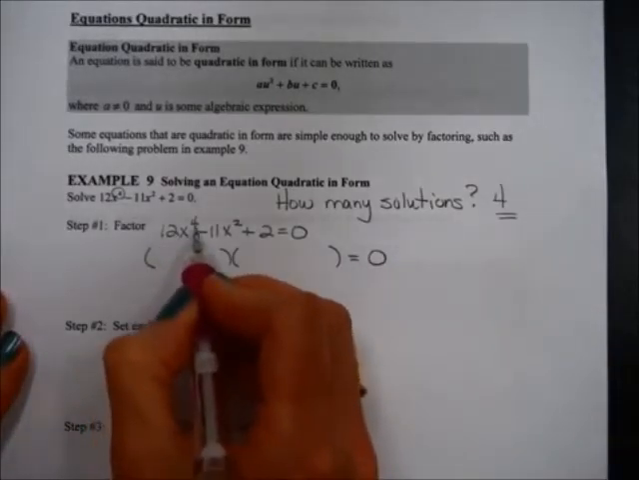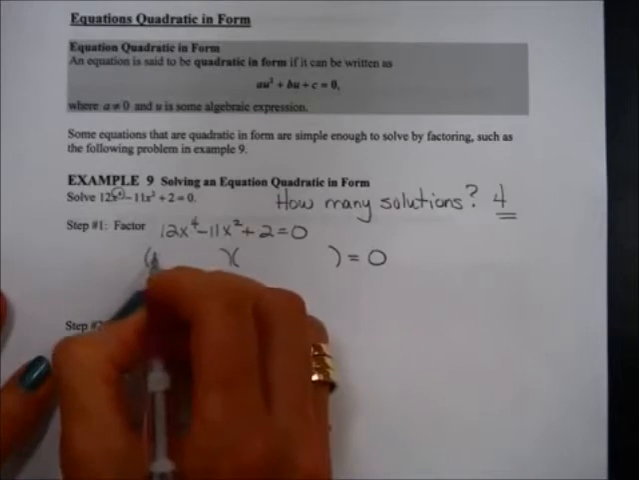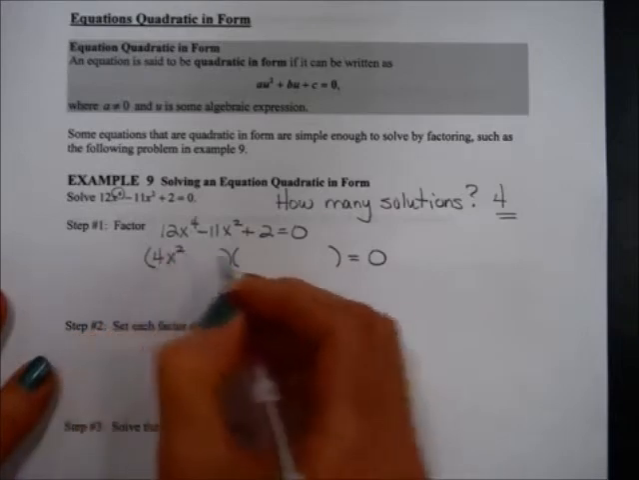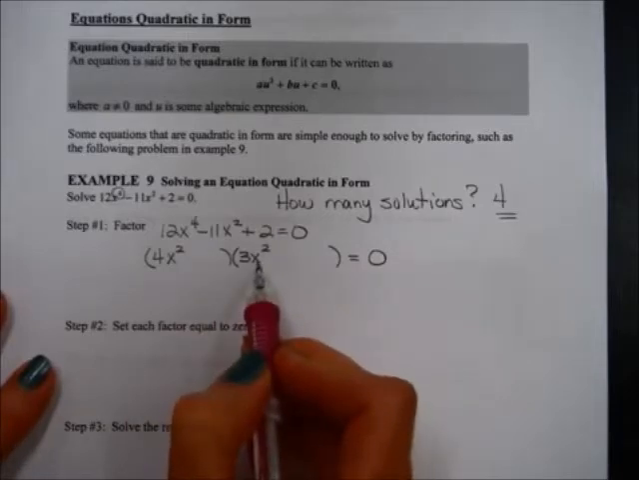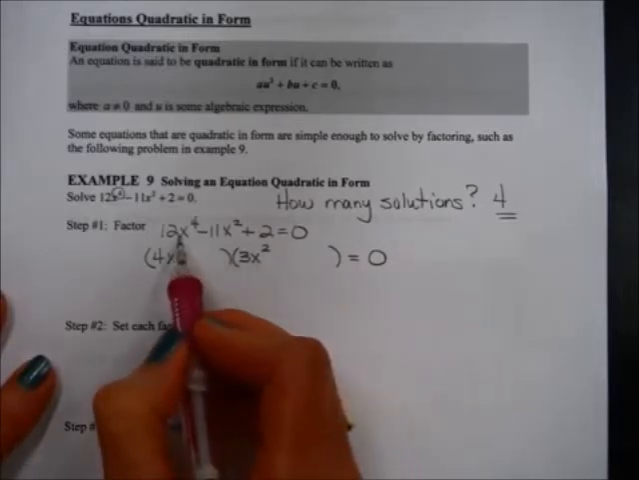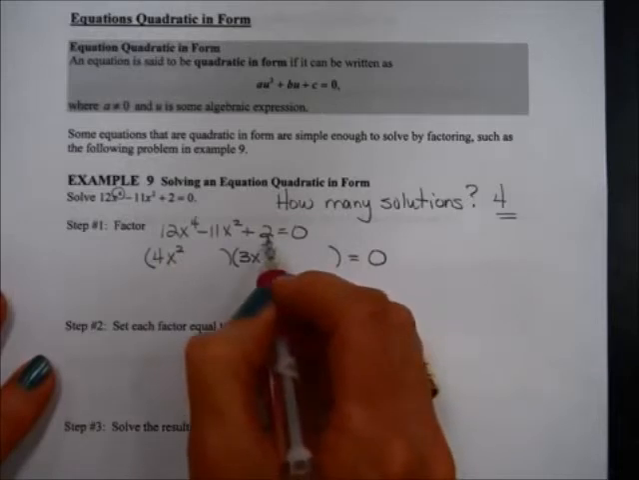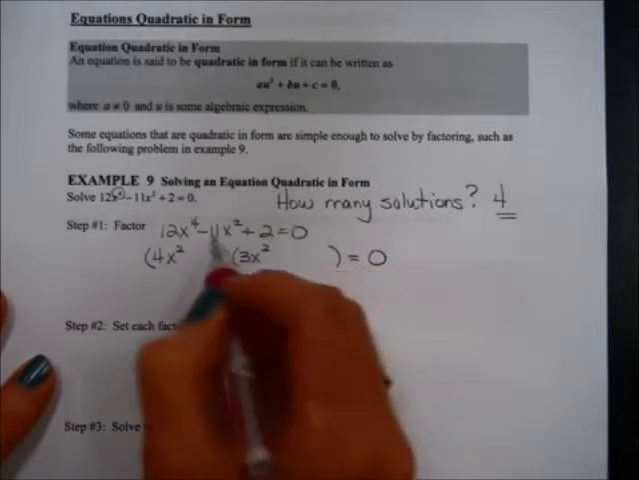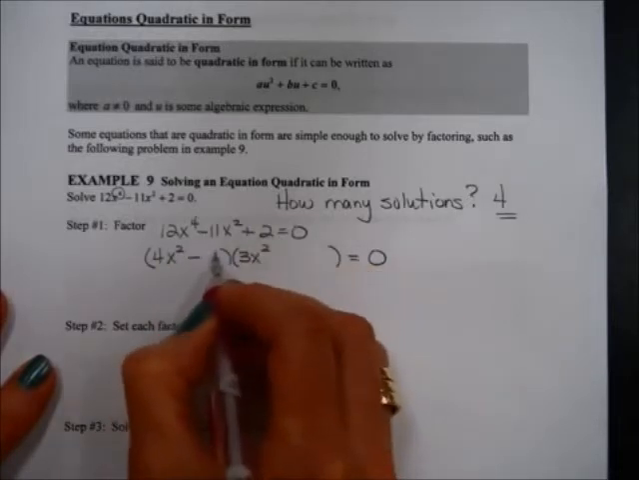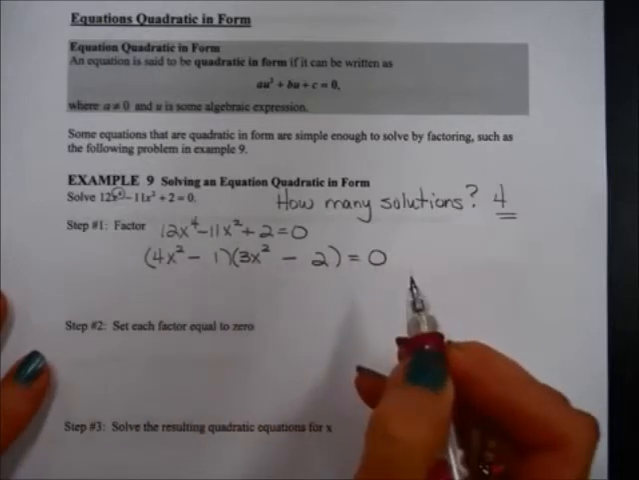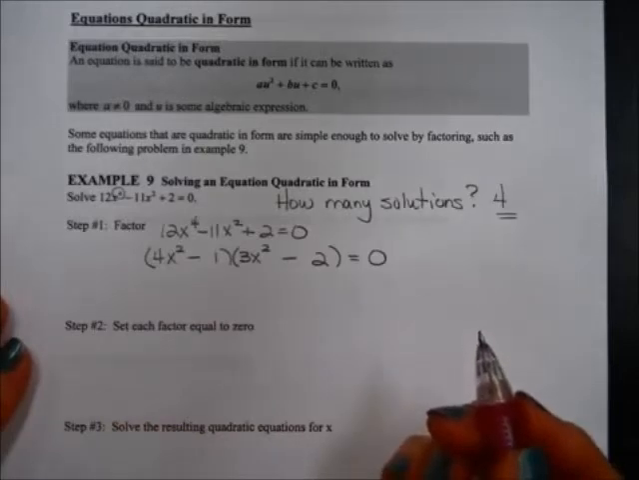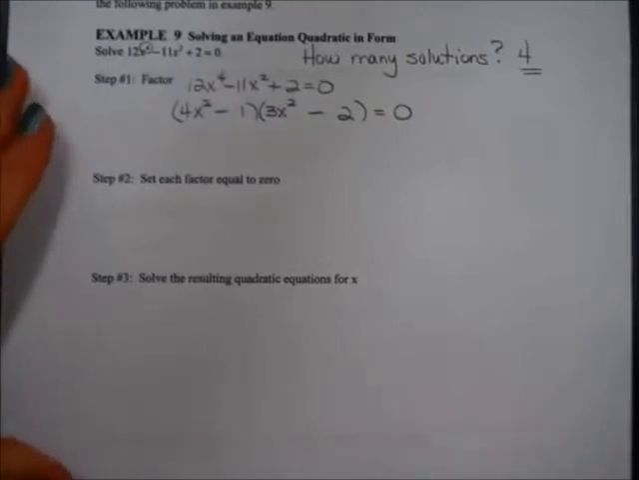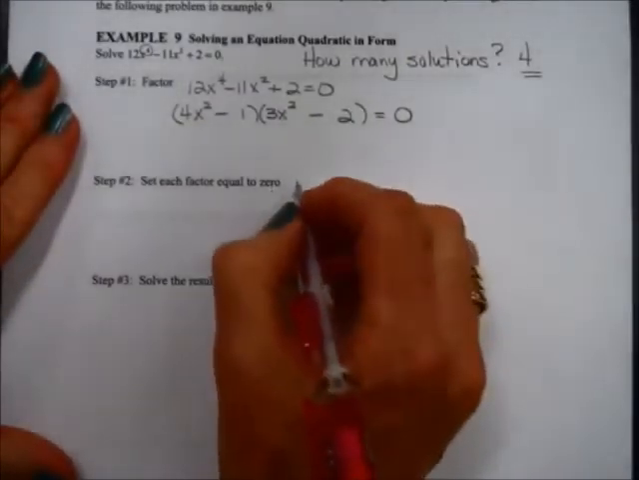Now, for 12x to the fourth, we have several choices, but I believe 4x squared times 3x squared is what we're going to use, because 4x squared times 3x squared gives us 12x to the fourth. The next thing we need to look at is the 2. Since this is negative, we're going to use 2 and 1. And you do a quick check to make sure the middle terms turn out the same, and they do. So we have this factor.